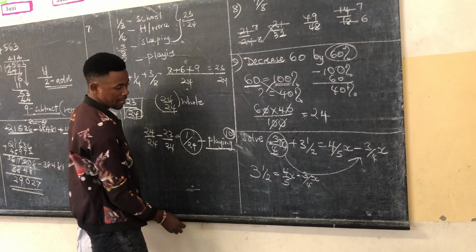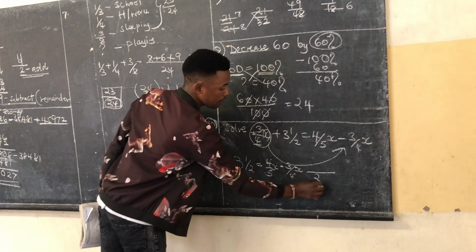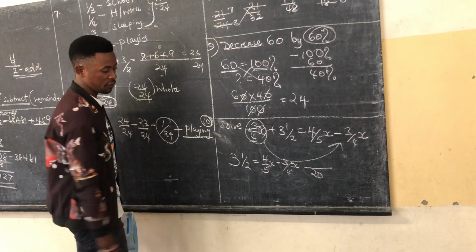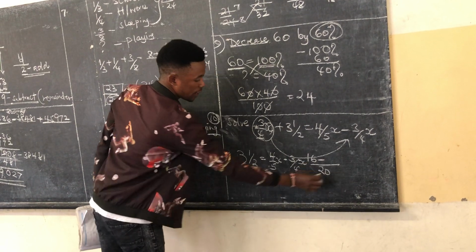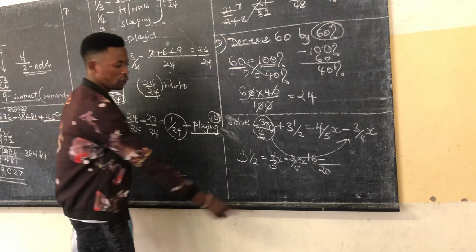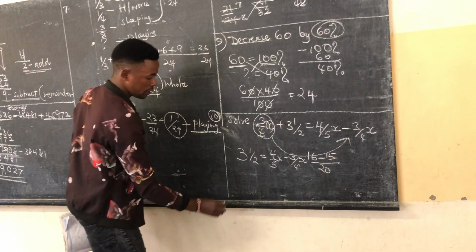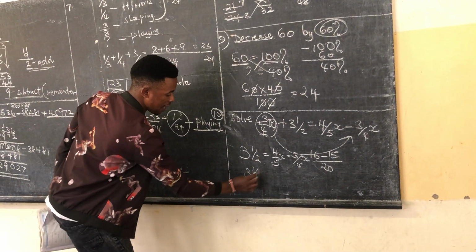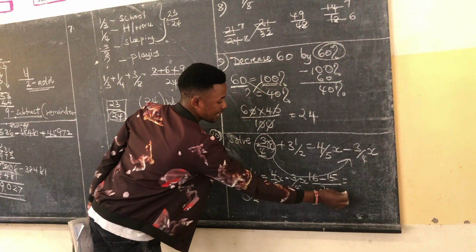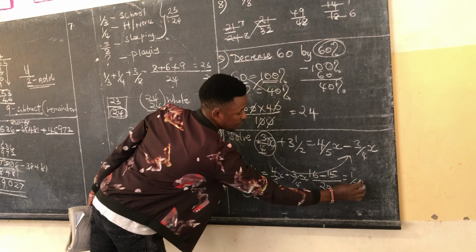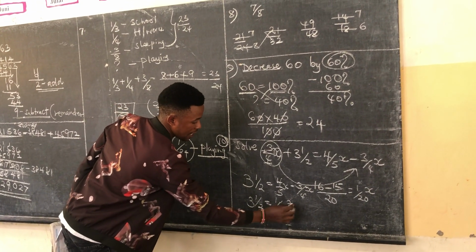So we find the LCM here. The LCM will be 20. 20 divided by 5 is 4, times 4, that is 16, minus 20 divided by 4, is 5, 5 times 3 is 15. So this will give us 3.5 is equal to 16 minus 15, that is 1/20 x.